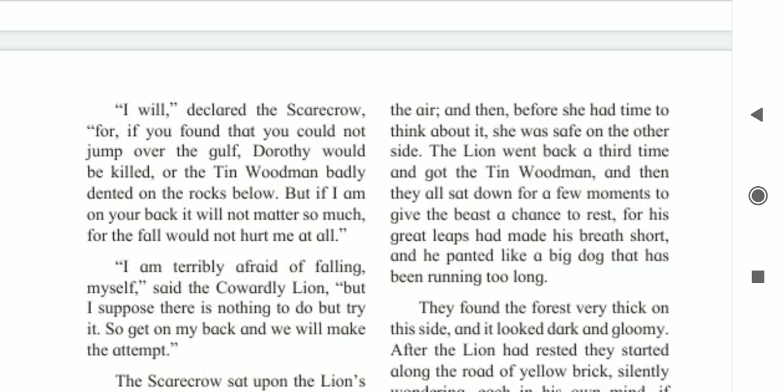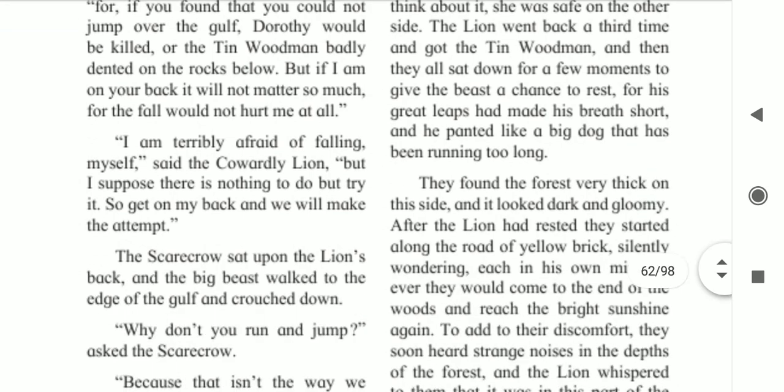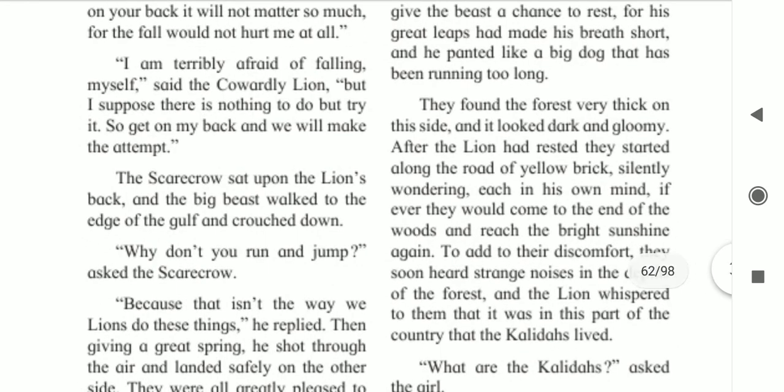The Lion went back a third time and got the Tin Woodman, and then they all sat down for a few moments to give the beast a chance to rest, for his great leaps had made his breath short, and he panted like a big dog that has been running too long. They found the forest very thick on this side, and it looked dark and gloomy. After the Lion had rested, they started along the road of yellow brick, silently and wondering.